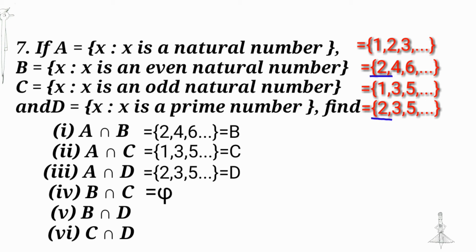Next, B intersection D. 2 is the common element. C intersection D, we get set of odd prime numbers.